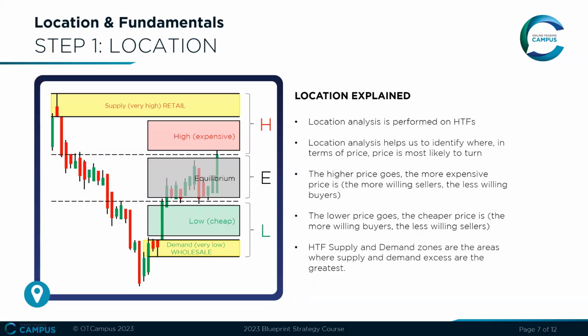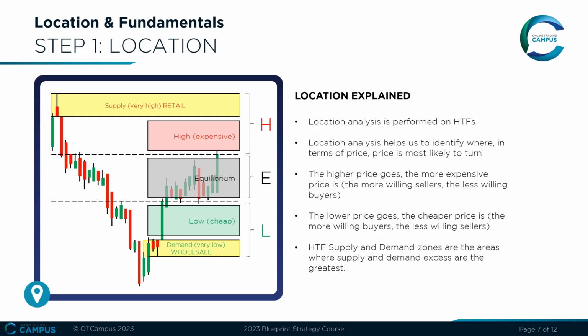Vice versa, the lower price goes, the cheaper price is. If price is cheaper, we can assume there are going to be more willing buyers. So the lower price goes, the more willing buyers come into play, and the fewer willing sellers. And so these higher time frame supply and demand zones are the larger areas where we're most likely to find supply and demand excess.